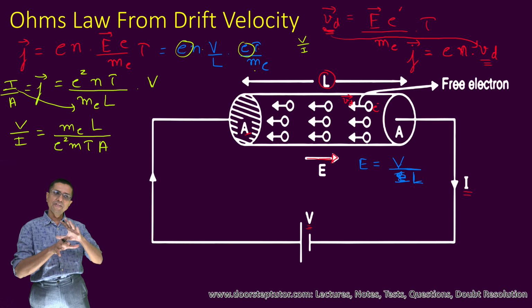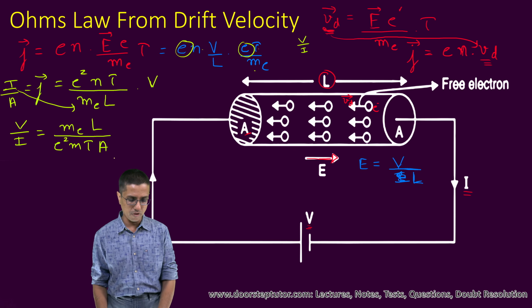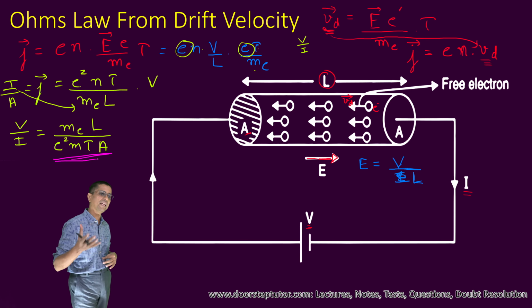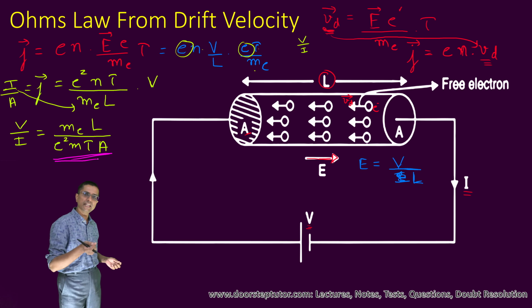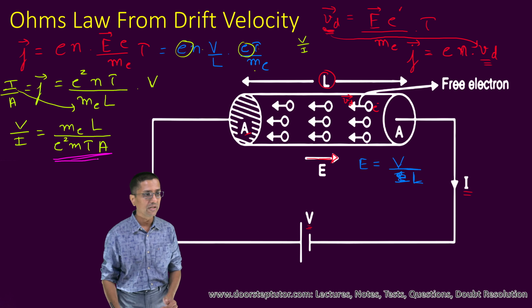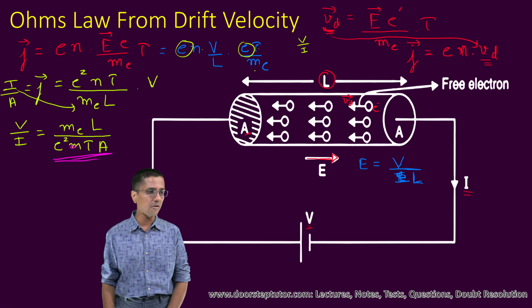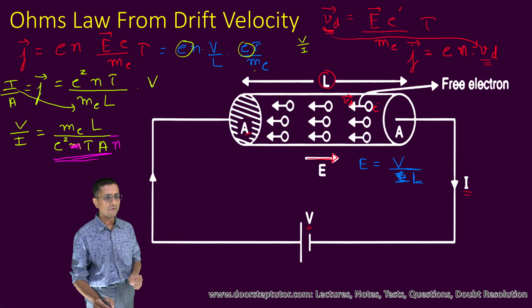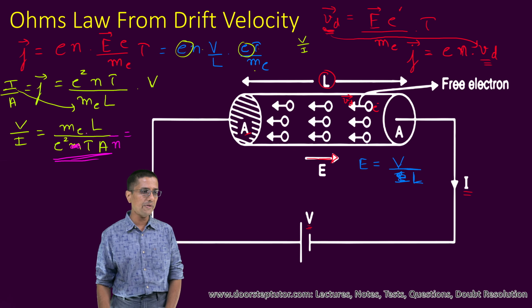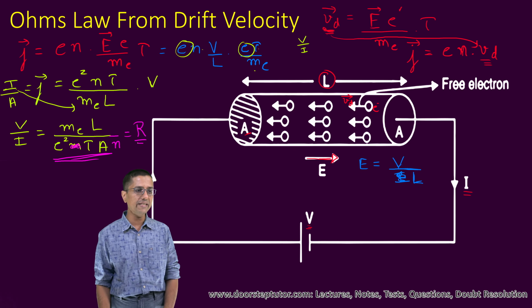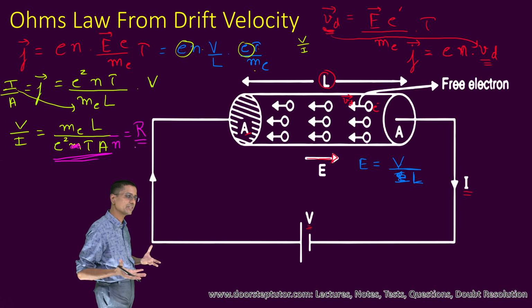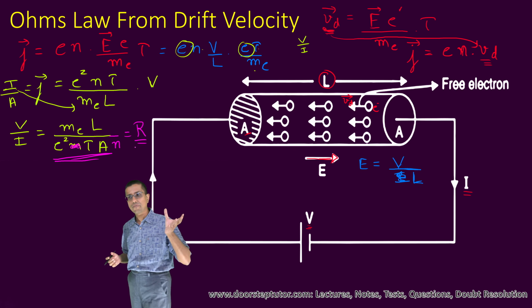Now everything on the right hand side of the formula remains constant with temperature. If the temperature does not change, the length and the area cannot really change, e cannot change, Me cannot change. The charge density n cannot really change. All of these things will remain constant. Therefore, at a particular temperature, this thing remains constant, and we give it the symbol R, which is resistance. So V by I is a constant, equal to resistance, and this is nothing but the formula for Ohm's law.